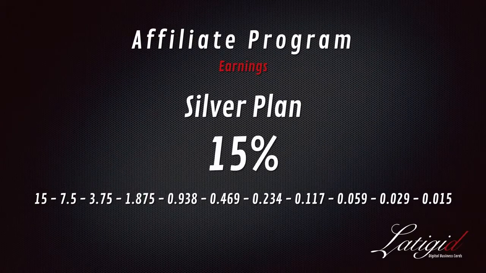The silver plan is the same as the bronze plan, except the percentage is half higher. So instead of 10%, you make 15% on all of your own sales. And then again, every level you go deep, your percentage gets cut in half. So it starts at 15, then 7.5, then 3.75, and so on. I'm going to show you what difference that makes, though, in your commission checks.